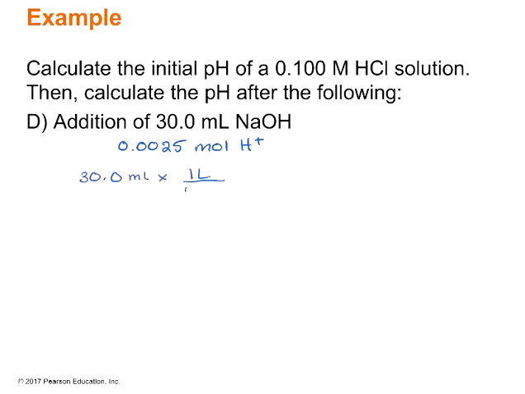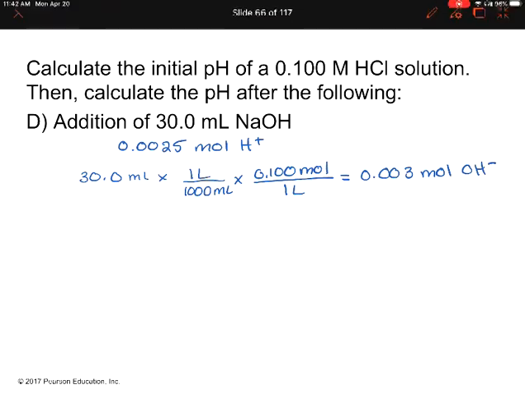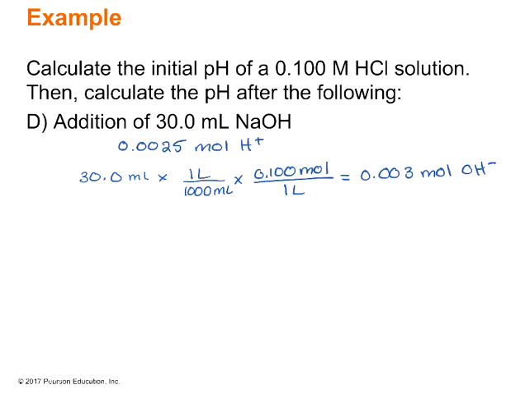And we're adding 30 milliliters of our 0.1 molar solution of sodium hydroxide. So that should give us 0.003 moles of hydroxide ions that we're adding to solution. Okay, so let's write out that same table. So before addition, we have 0.0025 moles of hydrogen ions. And then we add 0.003 moles of hydroxide ions.